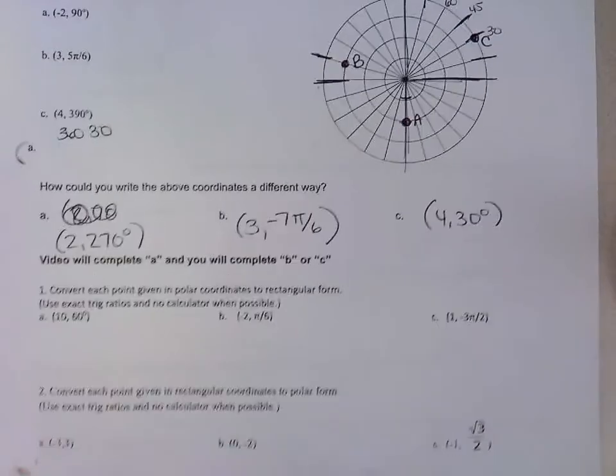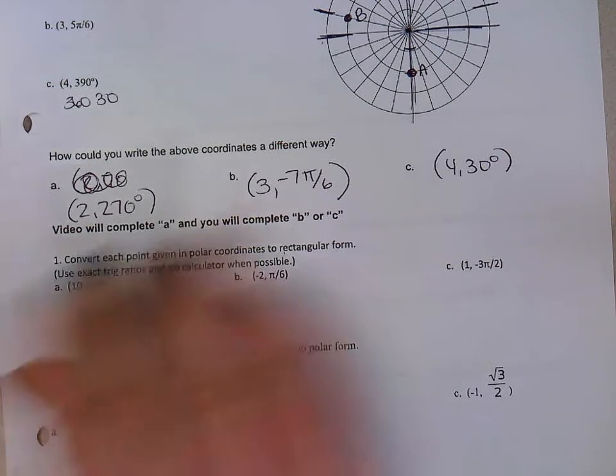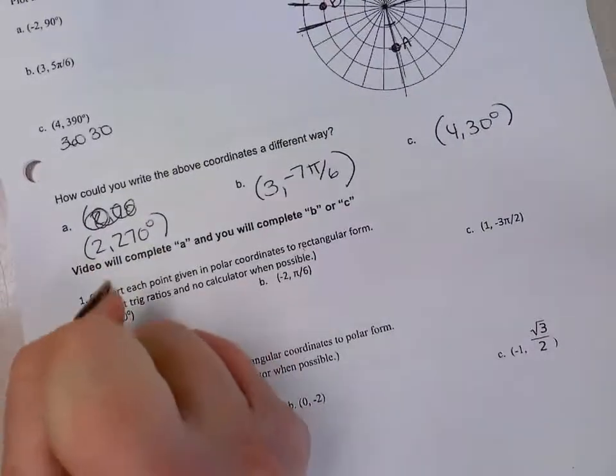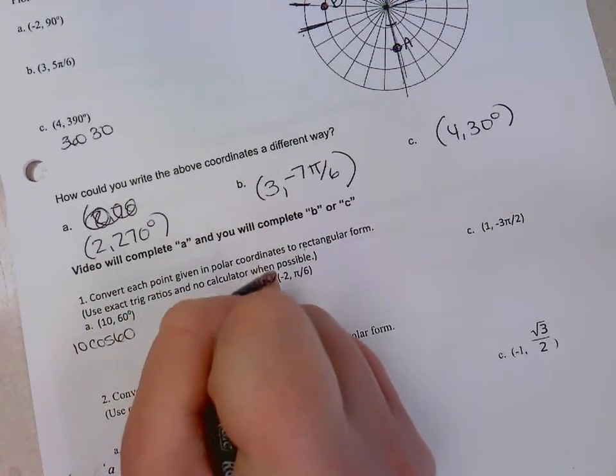All right, so now that we've reviewed polar, I'm going to go through the A's and then you're going to try some of the others. So on number 1, 10, 60 degrees, I'm going to use this first conversion formula. I'm going to do 10 times the cosine of 60, 10 times the sine of 60.